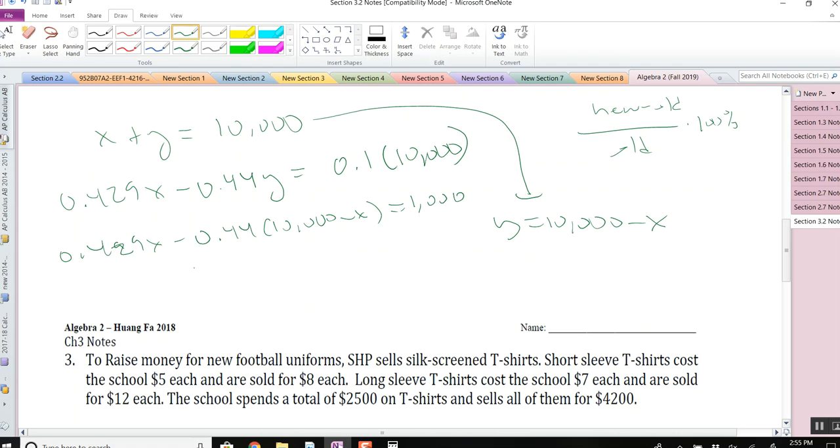So if I work all this out, I think I wind up getting 0.869x, and the other side I think is going to be 5,400. So use a calculator if you need to. I'm doing all this in my head.